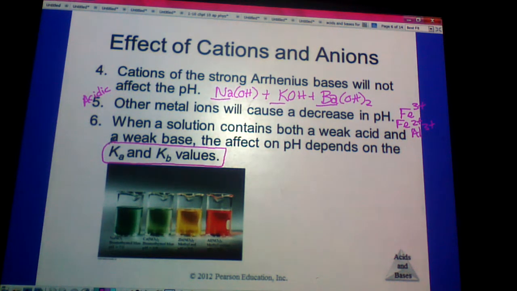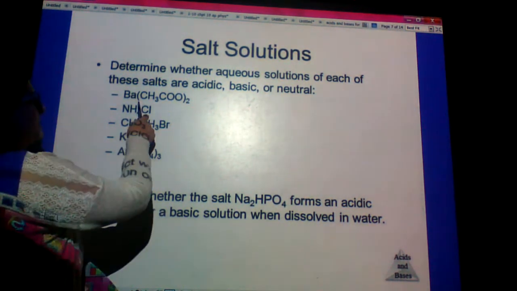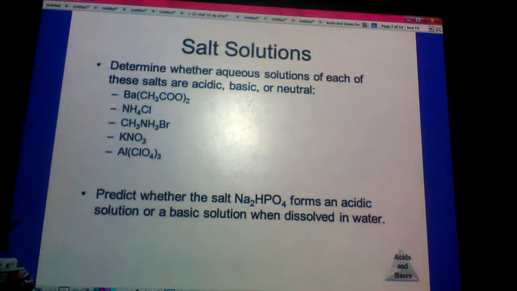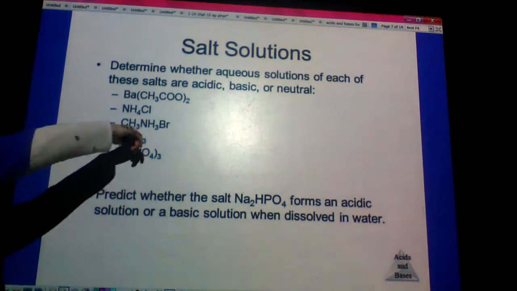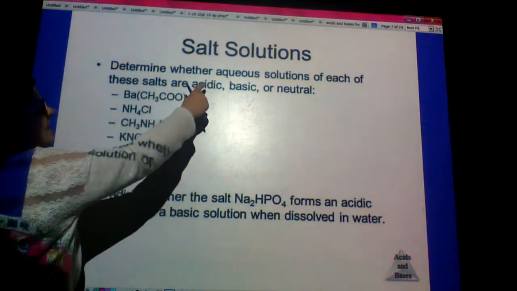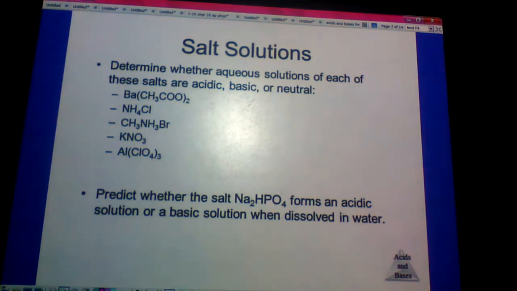Okay, my goodness, there are all these rules. What on earth do they mean? Well, let's go through some examples and work our way through this. Let's start with the first one, Ba(C2H3O2)2, so I have barium acetate here. These are all aqueous solutions of salts, and I want to determine, once this is dissolved in water, does the addition of this salt make the solution acidic, basic, or neutral?